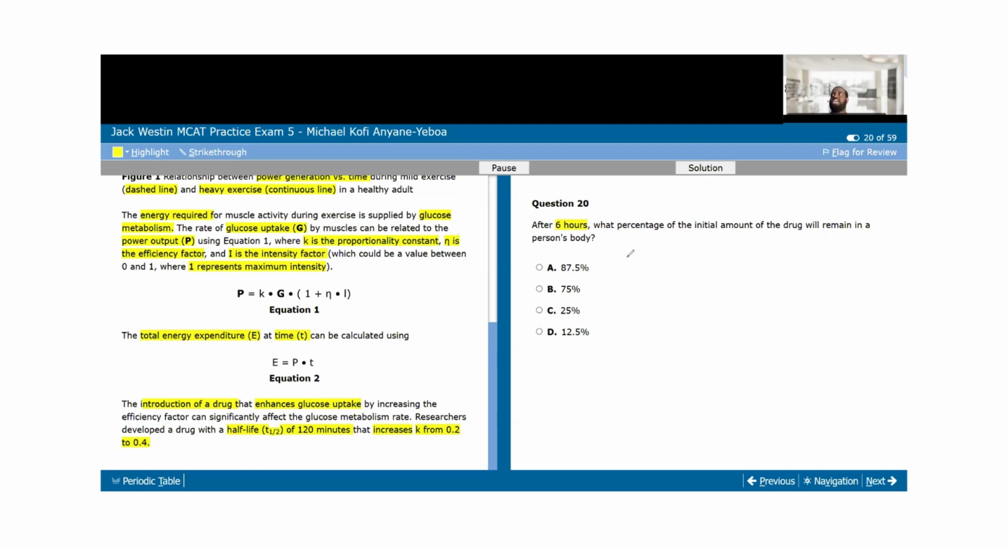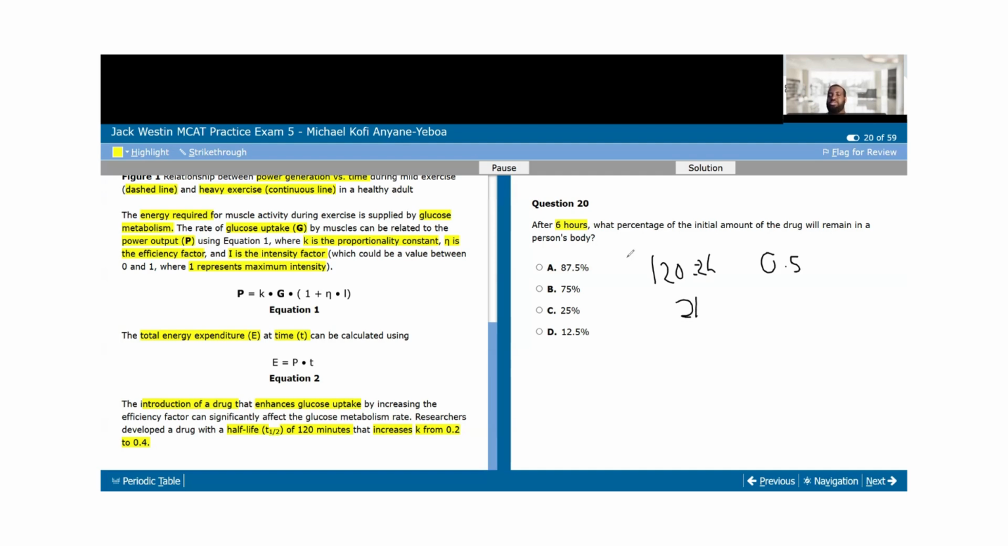So the definition of a half-life basically is the time it takes for half of the drug to go away, or half of the radioactive material to go away. That's a simple definition, right? So if I have a half-life of 120 minutes, it means it takes 2 hours for half of the drug to go away. In other words, after my first half-life of 120 minutes, which is 2 hours, I'm going to be left with 50% of the drug.